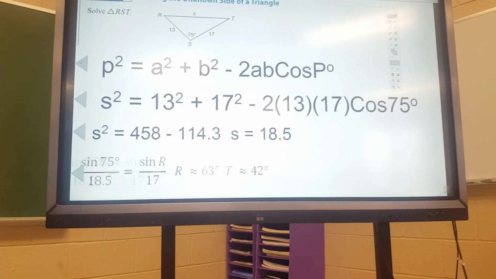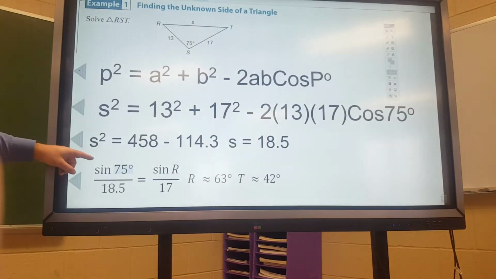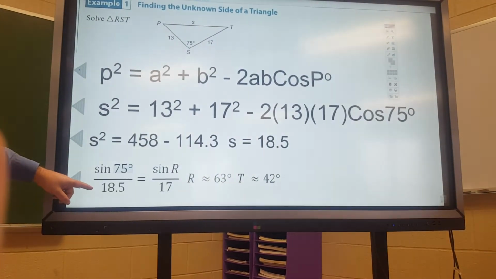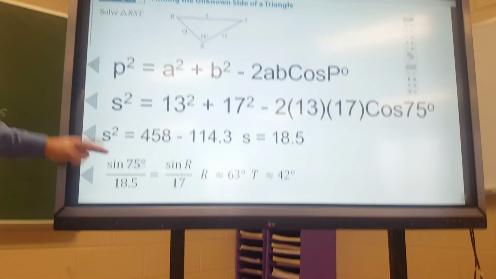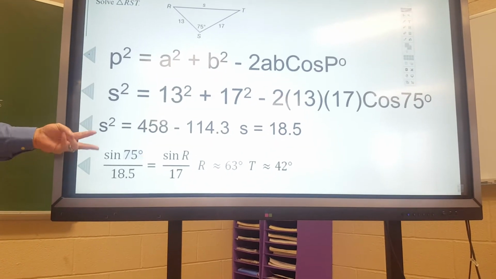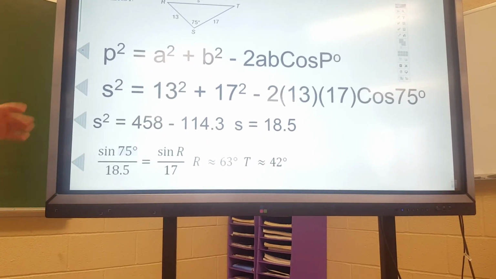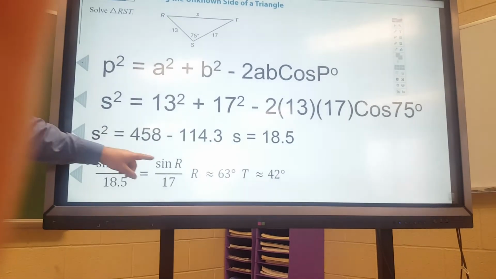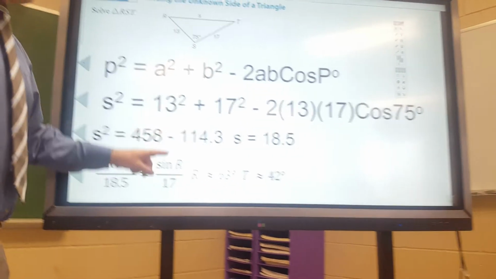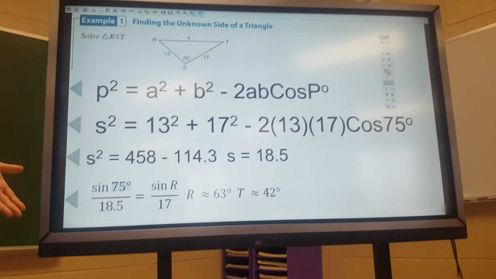So we set that up here. The sine of 75 divided by 18.5. Now, it's okay if you switch those around. It's a fraction, we're setting up a proportion, so that's all right. That would be equal to the sine of r divided by its opposite side, which is 17.